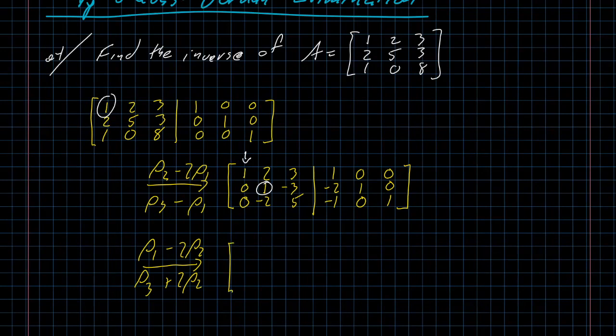All right, so 1 minus 0 is 1. 2 minus 2 times 1 is 0. That was our goal. 3 minus 2 times negative 3. 2 times negative 3 is negative 6, and 3 minus negative 6 is positive 9. 1 minus 2 times negative 2 is 5. 0 minus 2 times 1 is negative 2, and 0 minus 0 is 0. The second row stays exactly the same.